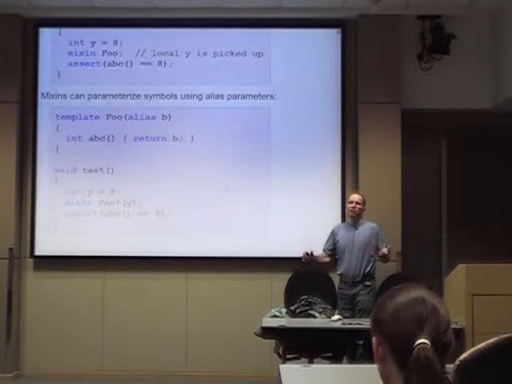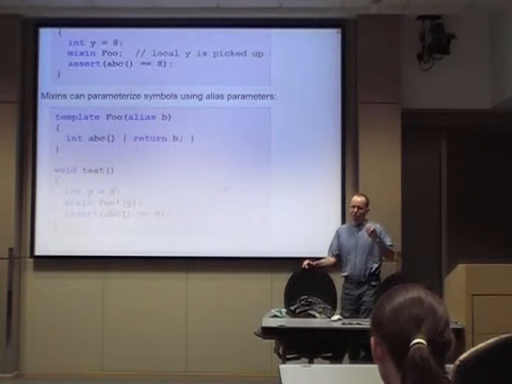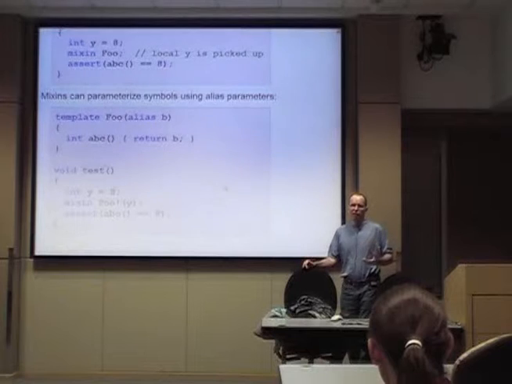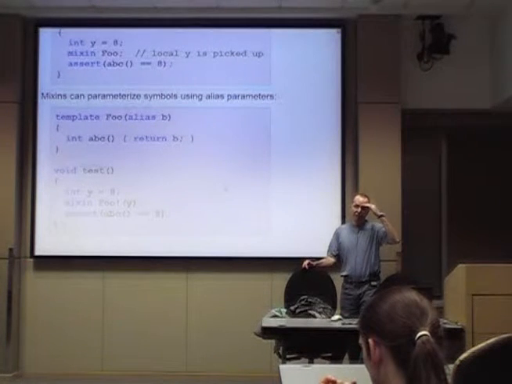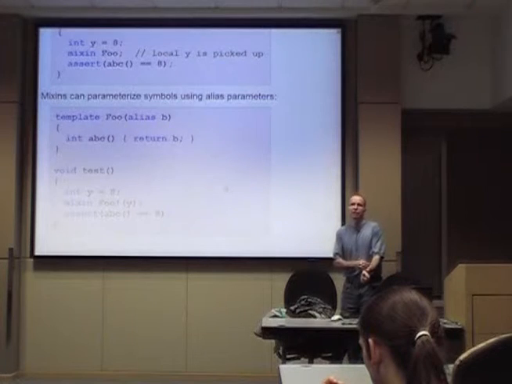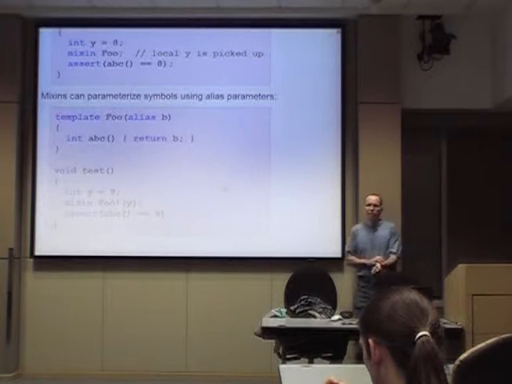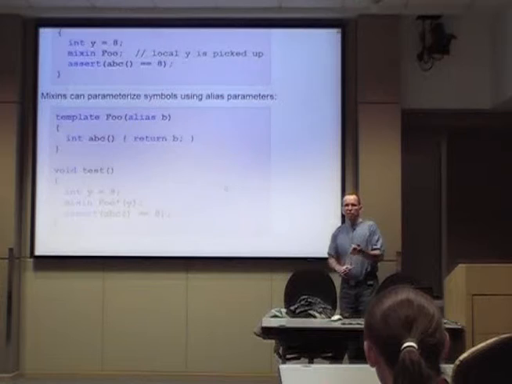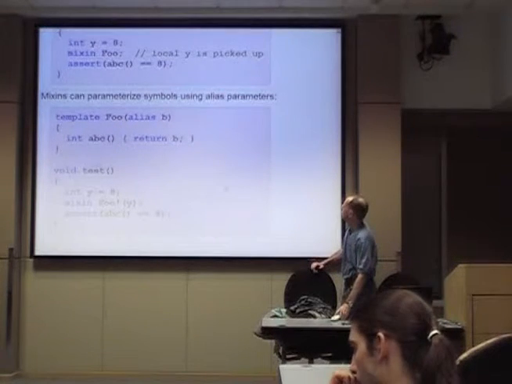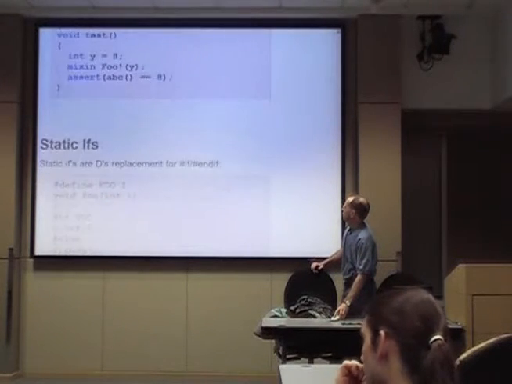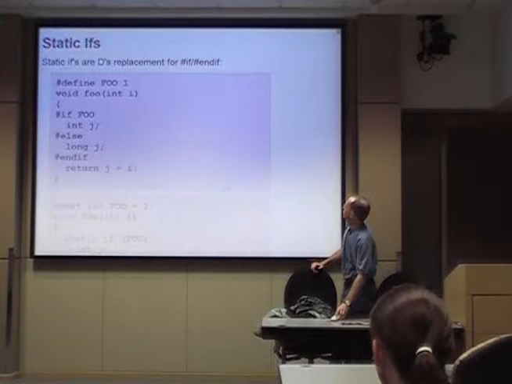So that's one difference between D templates and C++ templates. In C++ templates, there is no passing symbolically. It's always passed by value or passed by type. In D, you can pass symbolically, which turns out to have a lot of cool things you can do with that. Okay, the last thing is static ifs.